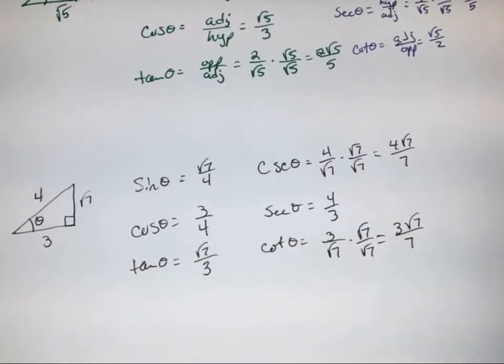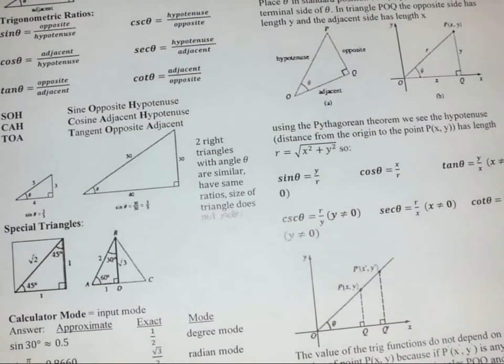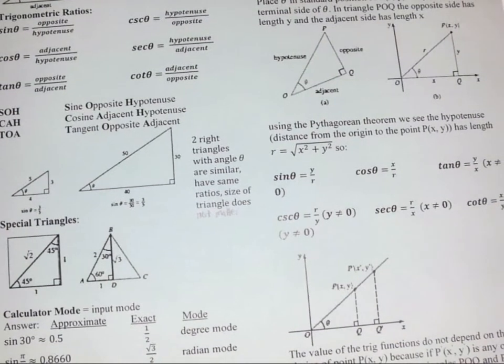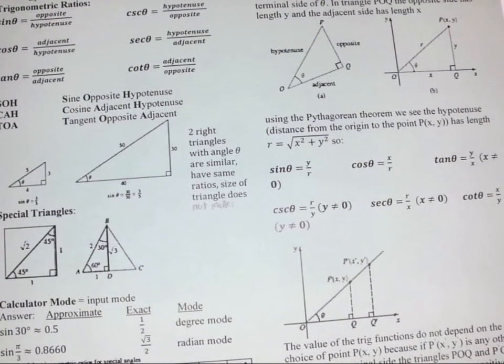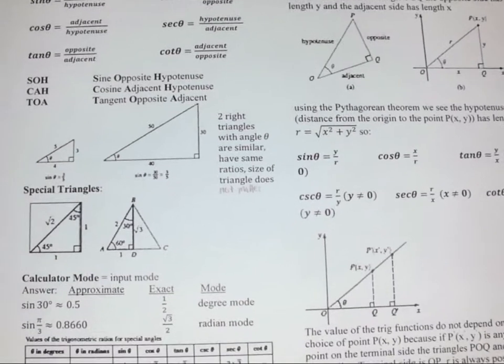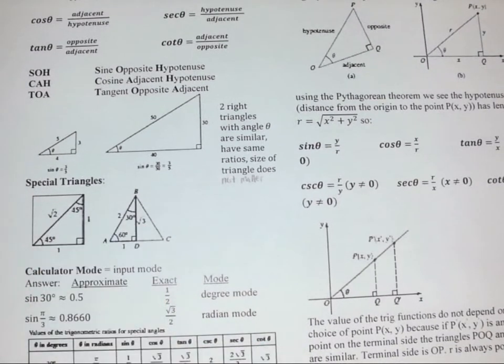Alrighty, so let's go look at some special triangles. So on special triangles, there are certain ones that have ratios that can be calculated easily from the Pythagorean theorem. And they are used quite frequently. So these are the ones that we are looking at.